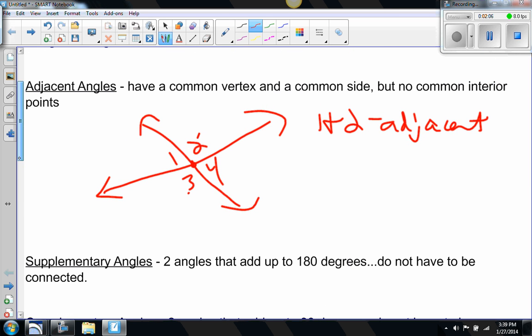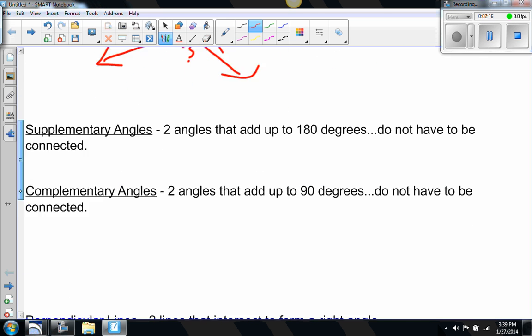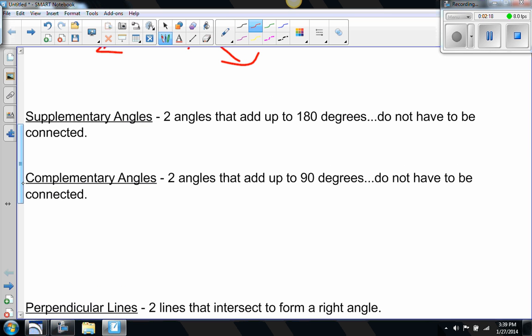Supplementary angles are two angles that add up to 180 degrees. They do not have to be connected, but they could be connected. And then complementary angles are two angles that add up to 90 degrees. Again, they do not have to be connected. They can be wherever in the figure.